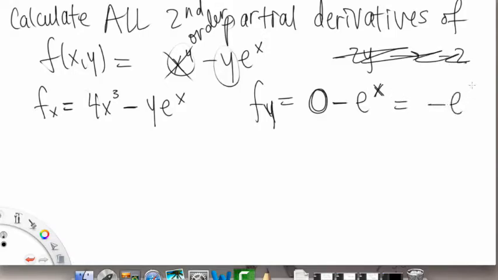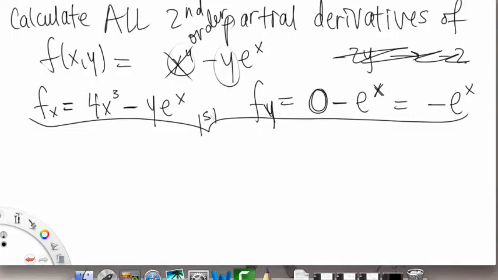So f sub y is negative e to the x. Sorry about that. And then we'll continue from here. So these are our first order partials. Now let's go on to the second order partials.